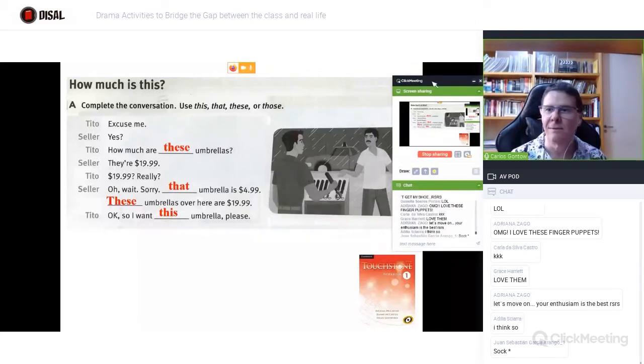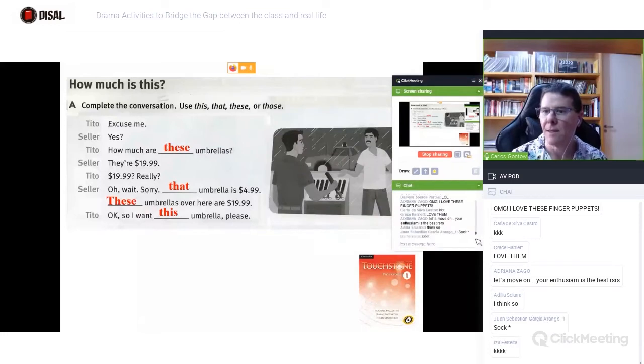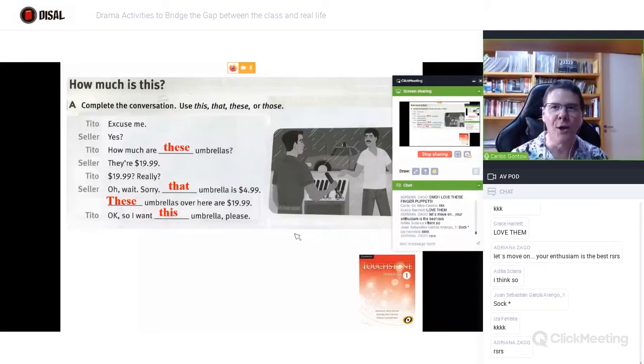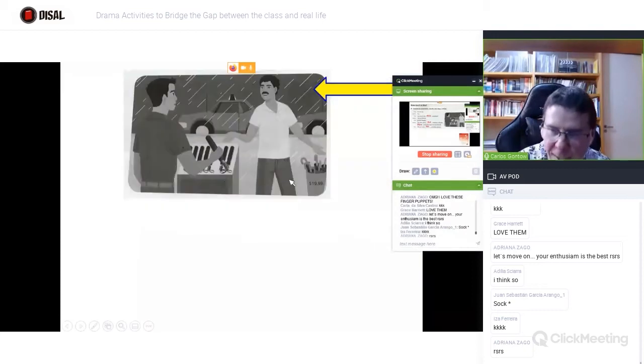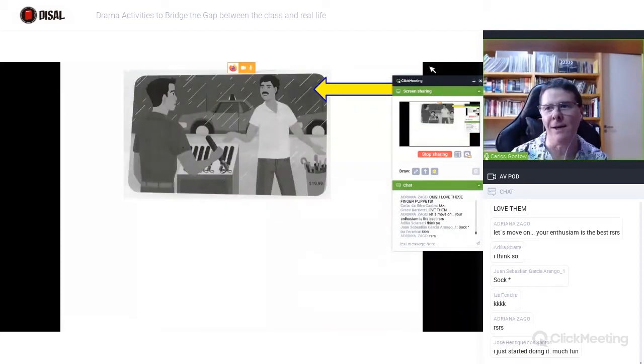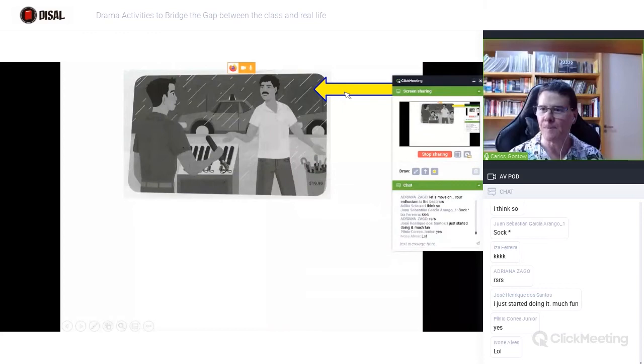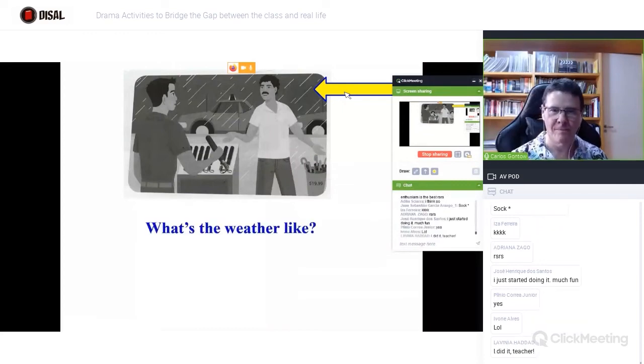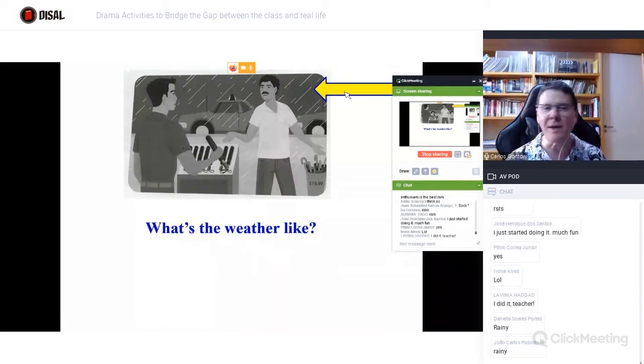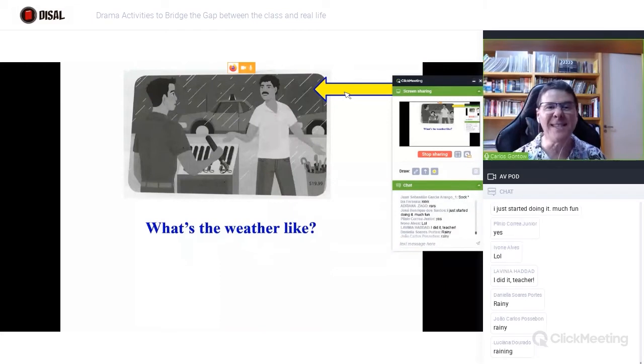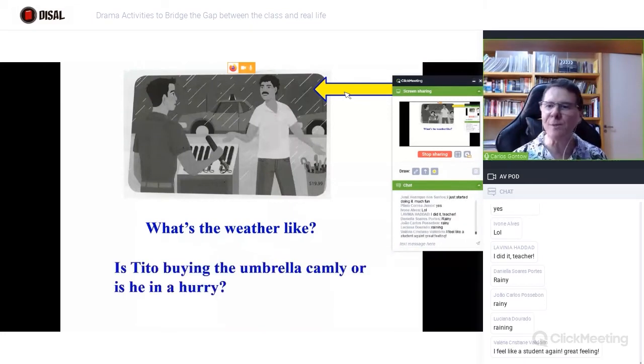Ready? Look at this. Look at this little detail in the picture. What's this? What's the weather like? It's raining. Imagine you are walking in the street and it starts raining and you don't have an umbrella. Okay? Do you think Tito is buying the umbrella very calmly, like you did in your conversation?